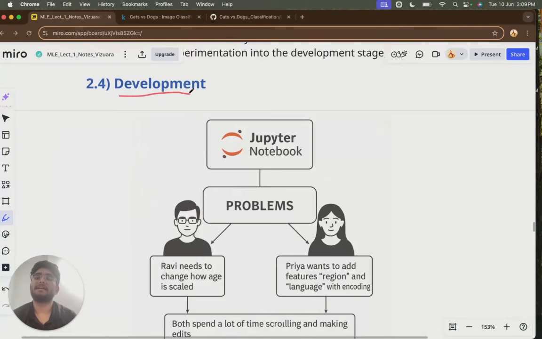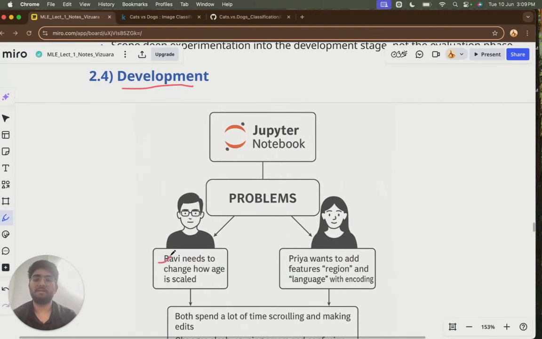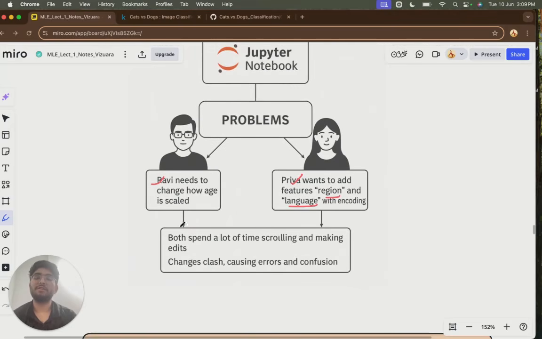Now, let us look at the development. As we have seen earlier, writing testable and executable code is very necessary. For any developer, writing clean code is very important for making any project successful. Let's take an example of Ravi and Priya. They have one Jupyter notebook, and Ravi wants to change the age, and Priya wants to deal with the region and change the features, and she wants to add the features region and language with encoding. Both of them spend a lot of time scrolling and making edits, and the changes clash, causing errors and confusion. They find it hard to collaborate on one single notebook and implement their ideas.